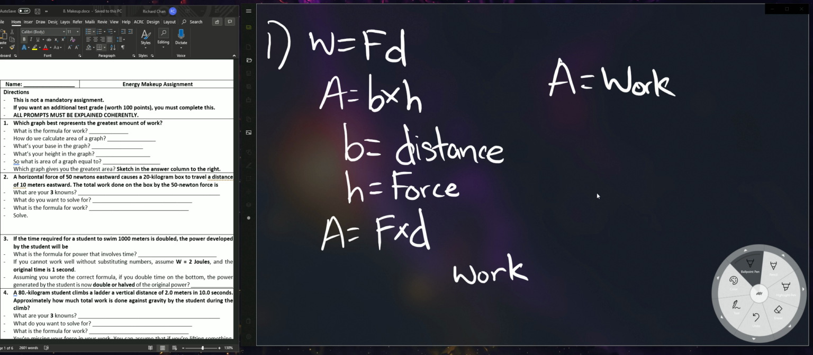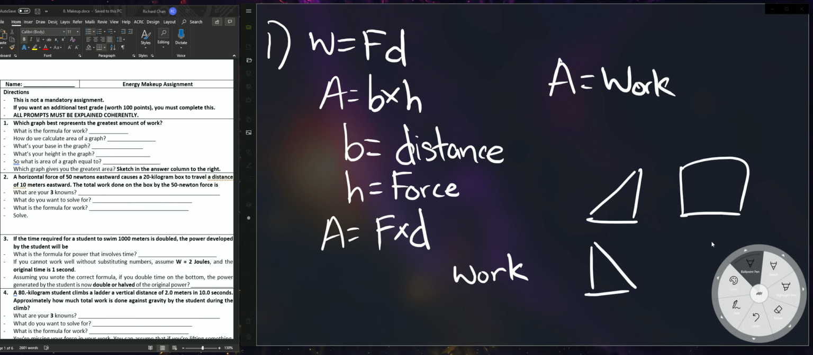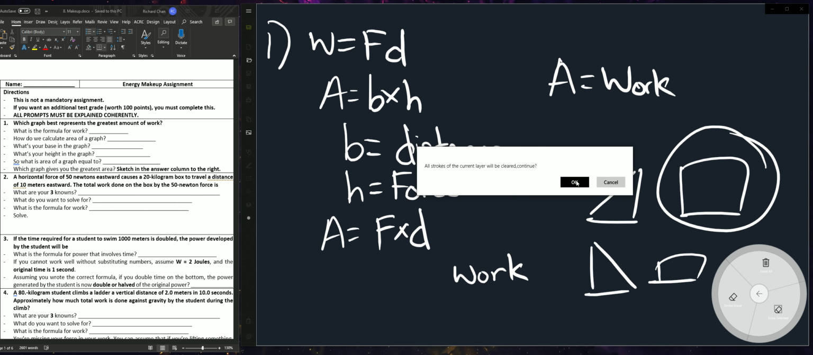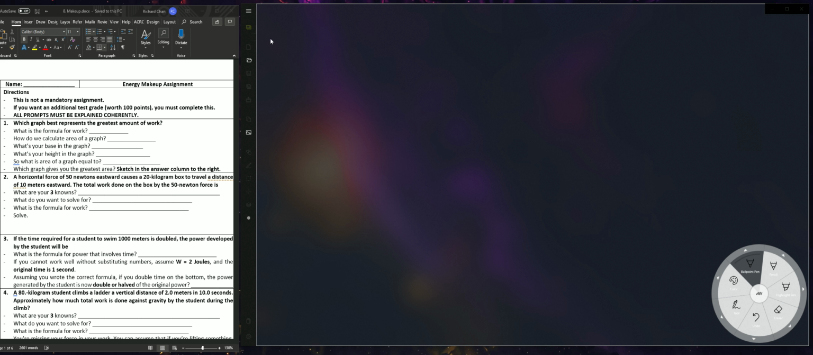All right, so which graph gives you the greatest area? So you know that a triangle cannot give you a greater area than a square, and you know that half a square is not going to give you a greater area than a square. So you know that the full square is the greatest area. All right, and so let's do number two.